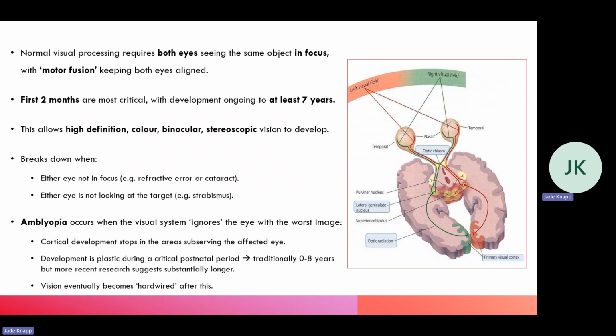So the cortical areas that subserve vision are at the back of the brain, the visual cortex, within the occipital cortex, and the cortical development in those areas slows down or stops. Right, and the clock starts ticking as soon as baby's out. So if they're not seeing well out of one eye, that cortical development is delayed. And the plasticity, as I said, is traditionally 0 to 8 years, but might be substantially longer than this. We now think into the teens to some extent, and beyond this, vision is hardwired.